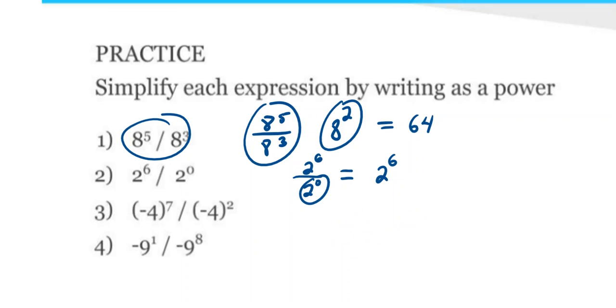Okay, next one. Negative 4 to the power of 7 divided by negative 4 to the power of 2. That would be negative 4 to the power of 5, yeah, with the brackets too, right? Negative 4 to the power of 5, just subtracting 7 minus 2.